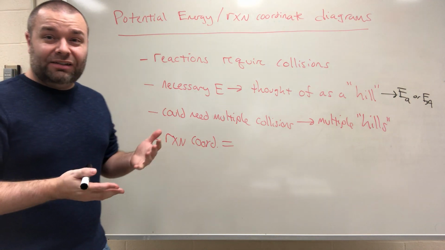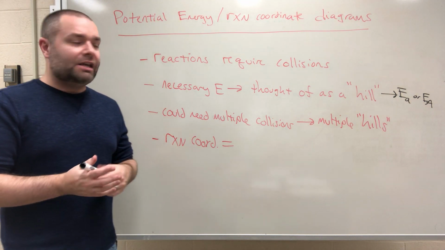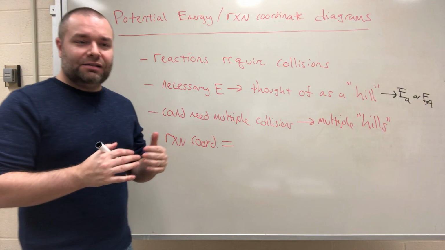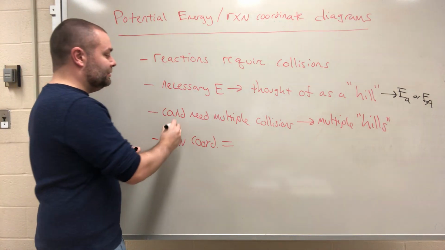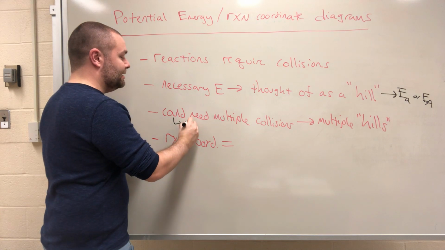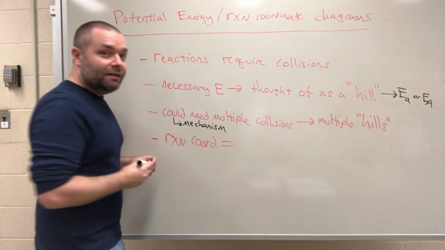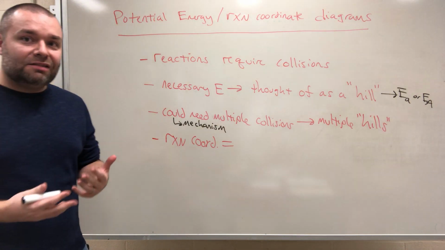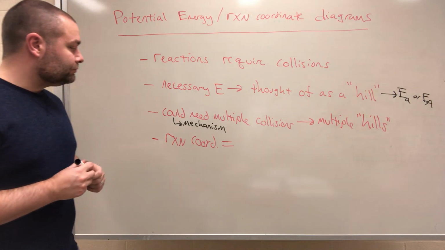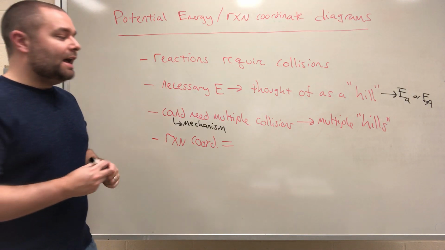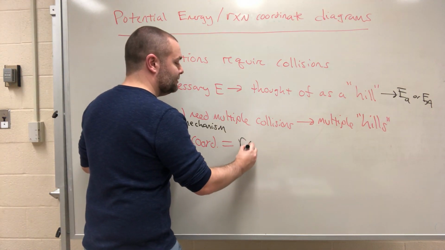Reactions could need multiple hills because of multiple collisions that are necessary, right? Whenever there's multiple hills that are necessary, multiple collisions to occur, we say that the reaction has a certain mechanism that it follows, okay? And in our diagrams, we're going to refer to a reaction coordinate as reaction progress.